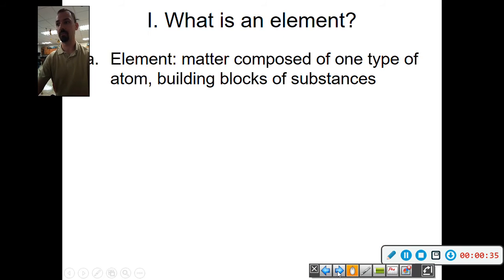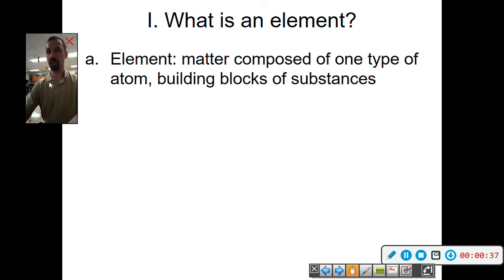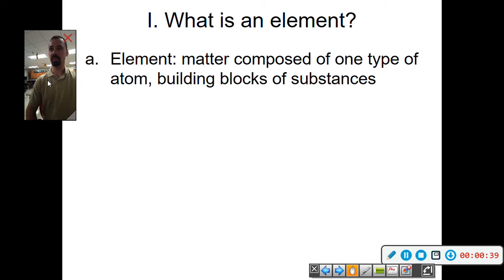Okay, so the first thing I want to talk about is what is an element. An element is matter composed of one type of atom. All right, so atoms obviously are the smallest substances. We'll get to that in a moment. Elements are the other building blocks of substances. All right, so these come together to make everything that we know.